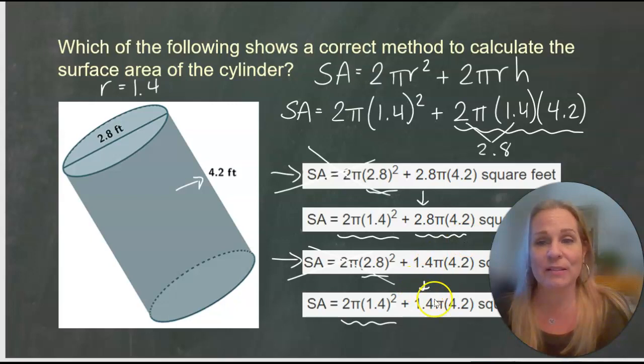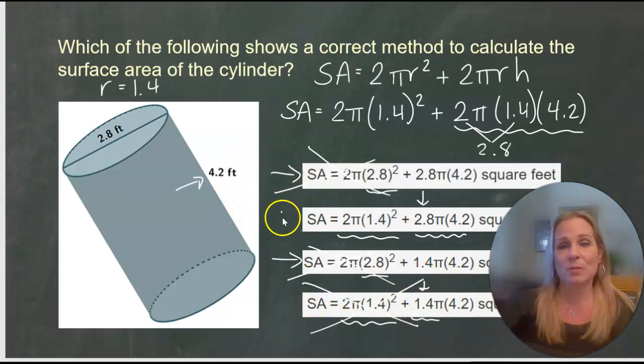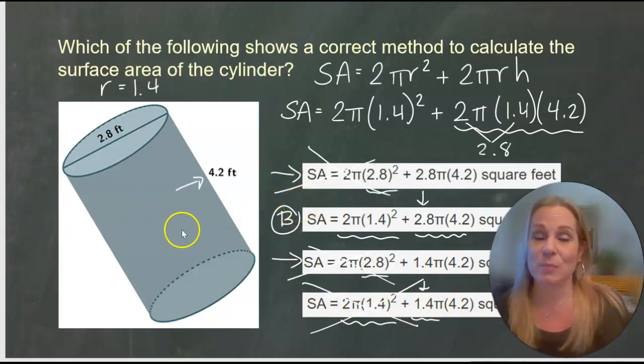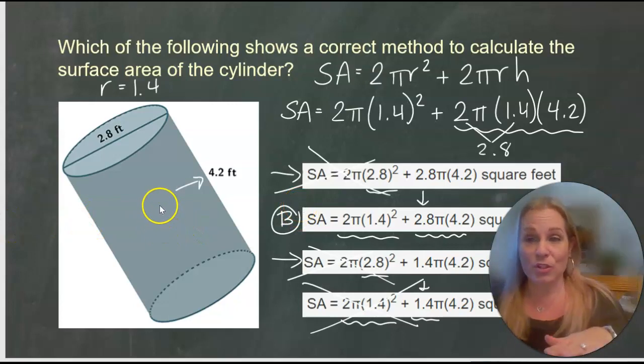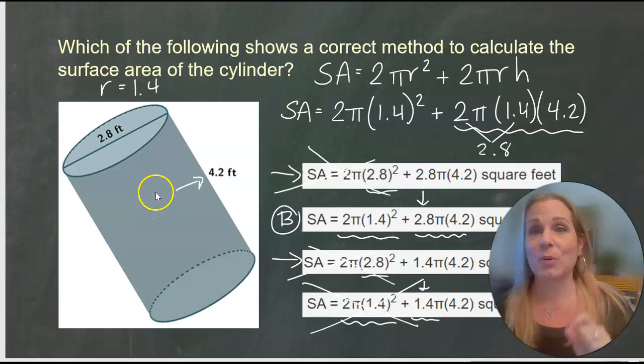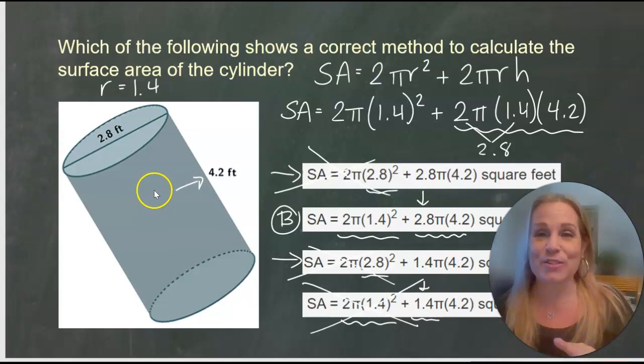Down here, they didn't multiply the 1.4 times 2. They totally left out the 2 altogether. So this one cannot be it. So for my version of the question that I got, the correct answer is B. Now remember, the version that you got on your assignment may or may not be the same exact one as mine. So you can't just think, oh, it's B and just choose B. There are 3 different versions of this question, so I don't know which one you're going to get.